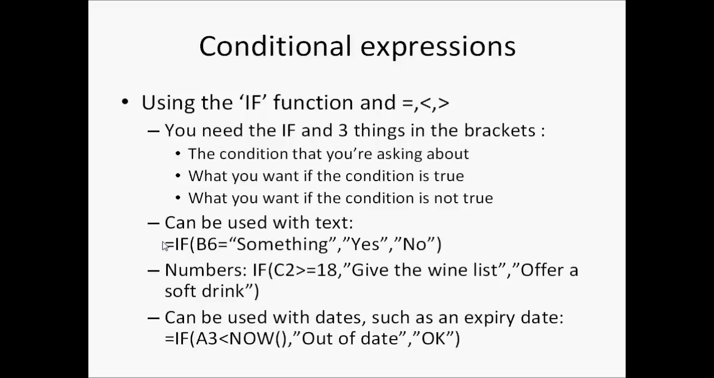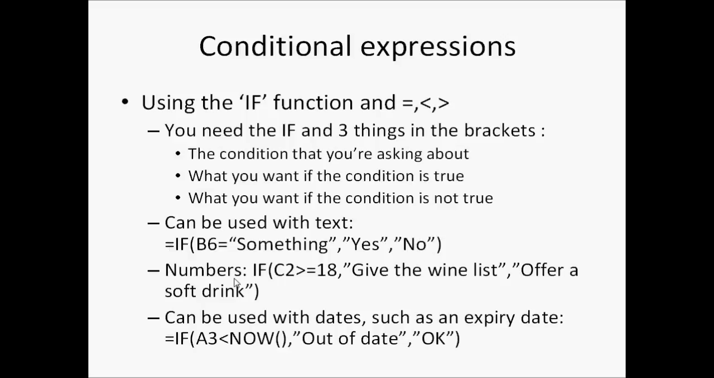Here we go. Equals because we're working something out. If because we're asking a question. So we'll look at the cell in B6. If that is equal to the text, that's what these quotation marks are for. So look in B6. If it has the text "something" written in there, comma, we want our cell to have the text yes. If it's not got that text in, we want our cell to have no in it.